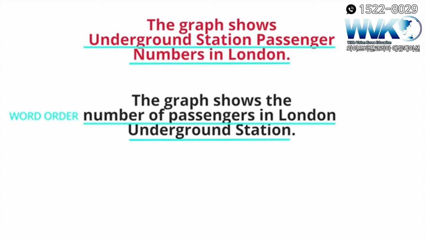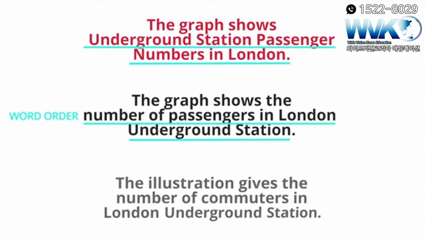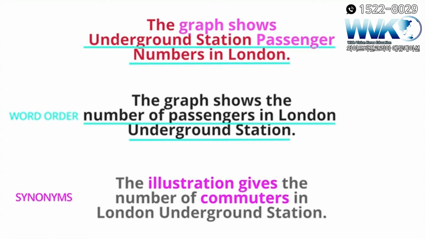Now let's say we would change some words by using synonyms and applying the changing of the word order, then we can come up with something like this. The illustration gives the number of commuters in London Underground Station. Now that's also another way for us to do so, but it's actually a higher way to do, because again, we change the order and then we applied synonyms for the different words. Now we did this with another type of question, or rather a different question. Let's try to do this with our previous question.